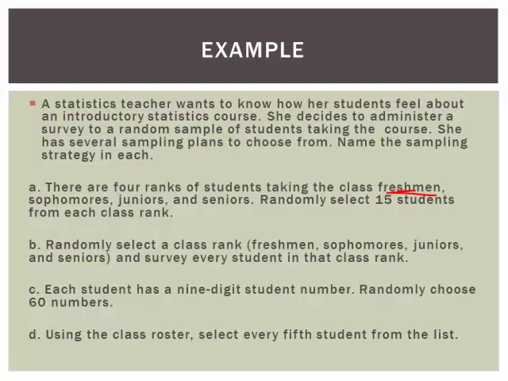Okay, part B. Randomly select a class rank, freshmen, sophomores, juniors, or seniors, and survey every student in that rank. So again, let me write this down. This was the stratified. Stratified, just abbreviate that. And what is this one going to be? Here we group them all into freshmen, sophomores, juniors, and seniors, and then we just pick one of these. So I may pick all the sophomores. That is the cluster sample.